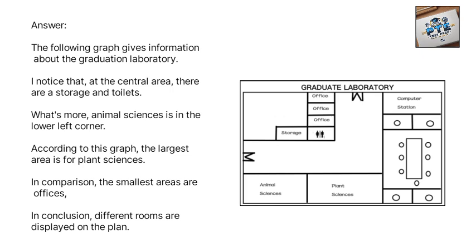According to this graph, the largest area is for plant sciences. In comparison, the smallest areas are offices. In conclusion, different rooms are displayed on the plan.